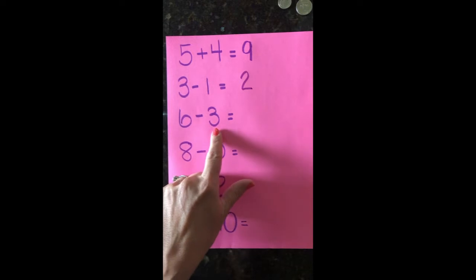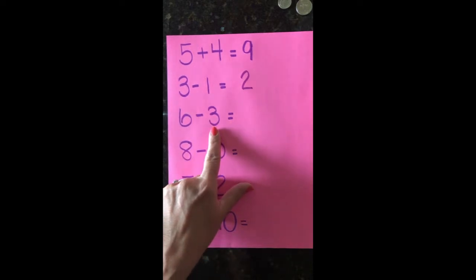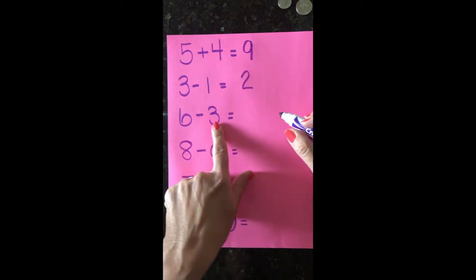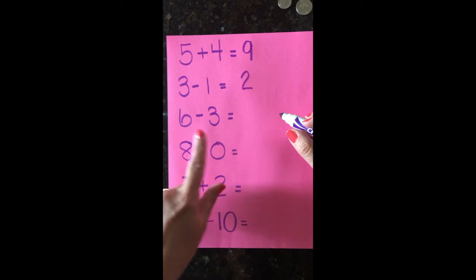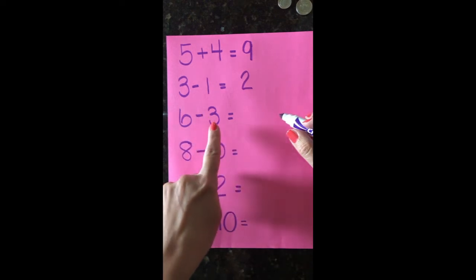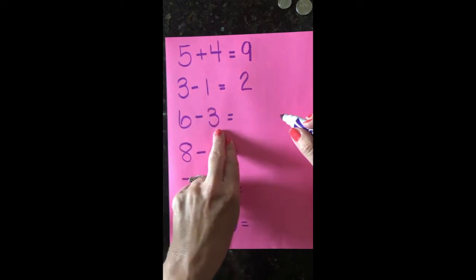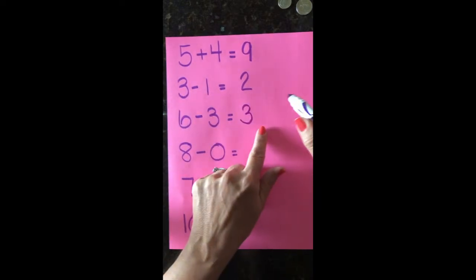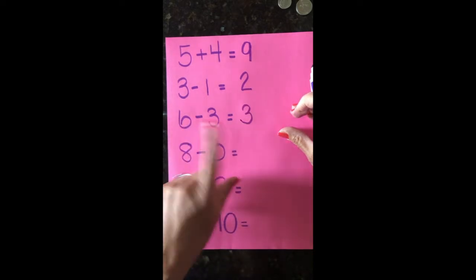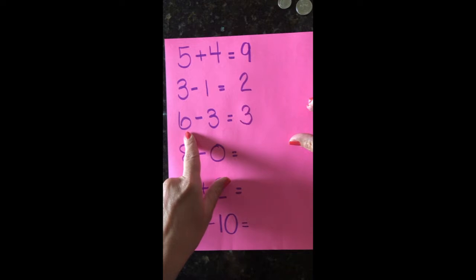6 take away 3, our sign is a takeaway, so let's take away 3. So we have 3, and we want to know how many more does it take us to get to 6? Well, here we go. Let's try that. What comes after 3? I like to touch it. What comes after 3? 4, 5, 6. And yes, my class would say, oh, Mrs. Taron, that is a backwards doubles fact, and exactly that it is. 3 plus 3 equals 6.